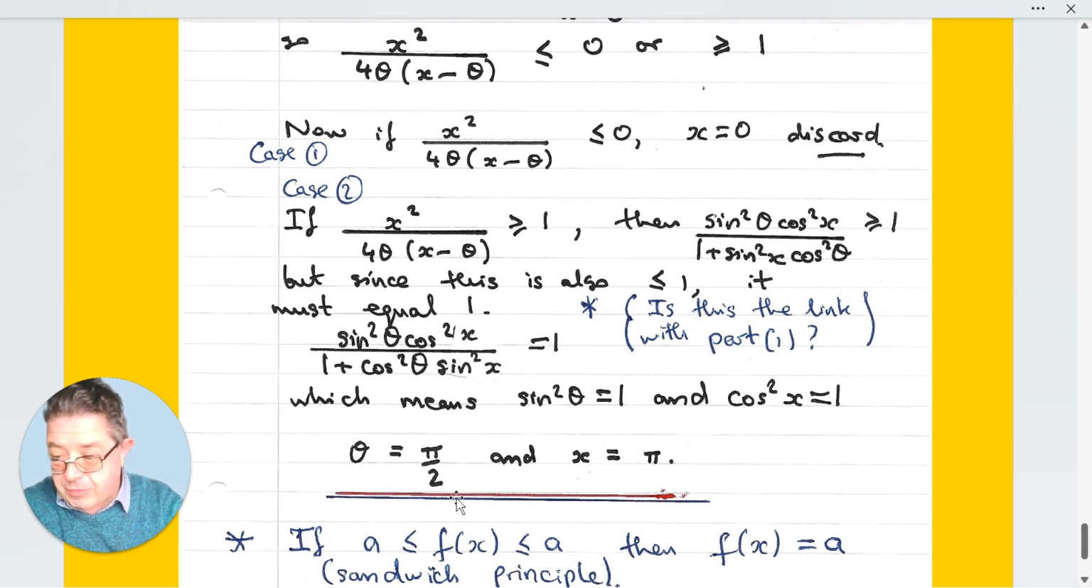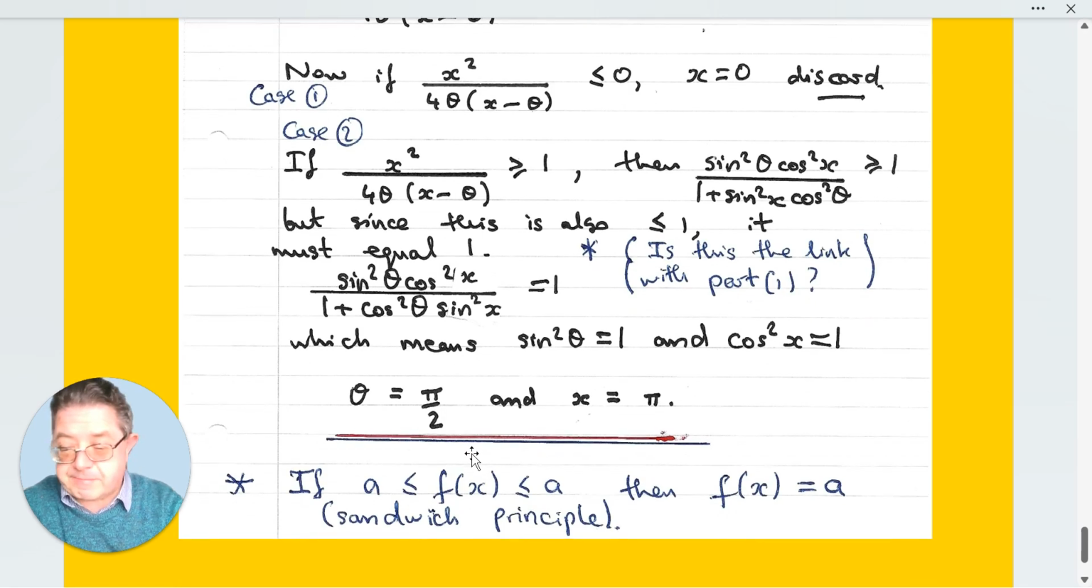No need to make heavy weather of solving this. It's a relatively straightforward question. Both the top and the bottom must equal 1, and that is a very limited number of solutions. So quite a nice question there.